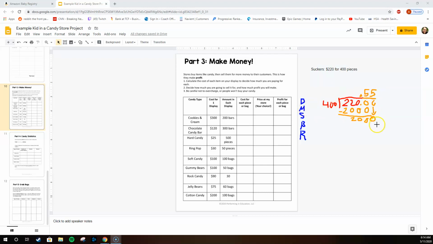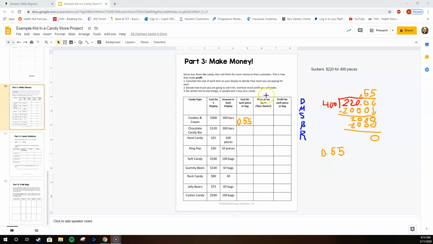So now we're to multiply. 0, 0, 5 times 4 is 20. So now we subtract and we get 0. So we're done because we have no remainder. So each sucker would cost 55 cents. So remember, this is going to be suckers, but I'm just going to fill it in the chart just so we can see what numbers go where.